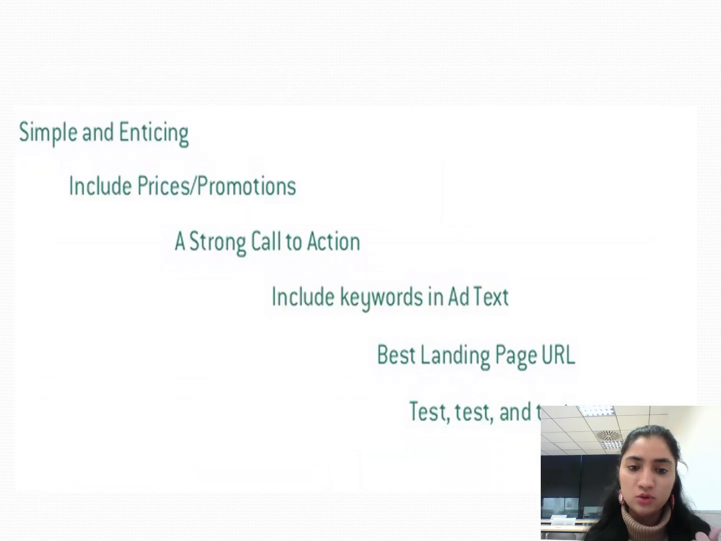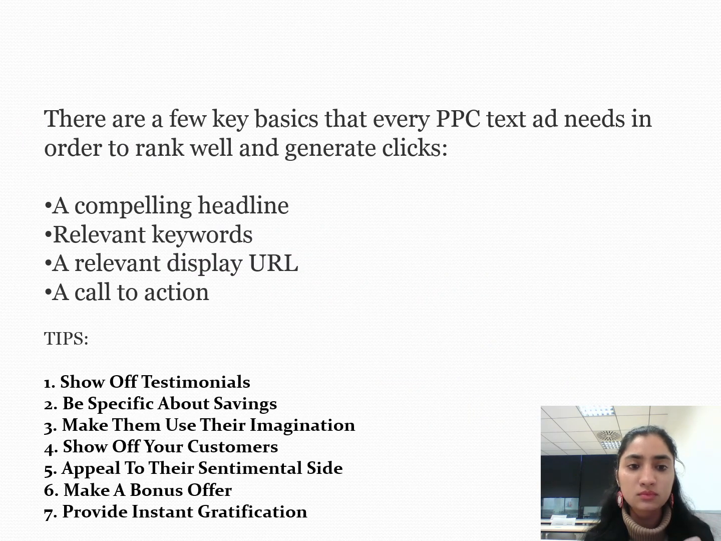So these are the things that you should notice while making a Google AdWords campaign. There are a few basic things that every pay-per-click text ad needs in order to rank well and generate clicks. Whenever we are creating ads on Google, we always have a good, eye-catchy headline, good keywords, and a relevant URL with your company, let us say www.yourcompanyname.com or maybe yourservicename.com, okay? A call to action, showing where they can buy your stuff.